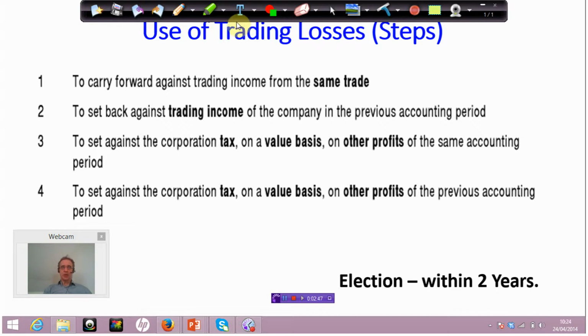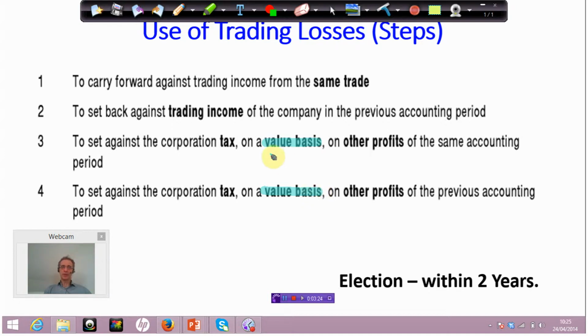Okay, so the third thing I'll draw your attention to in this list is the use of the term value basis. More of that a little bit later when we come on to an example, but essentially what we're saying is that rather than simply taking the trading loss in total and deducting it against some income, we're looking to use the loss as a tax credit, a little bit like we would for an income tax computation for an individual, where we're deducting a tax credit at the end of the computation. So we're not simply taking the loss and offsetting it in total.